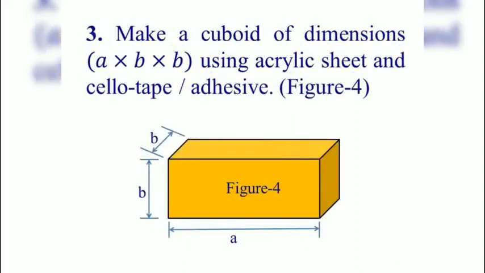Then make a cuboid of dimensions A, B, B. That means length is A unit, breadth is B unit, and height is B unit, using acrylic sheet and sellotape or adhesive. Figure 4 represents a cuboid having length A unit, breadth B unit, and height also B unit.